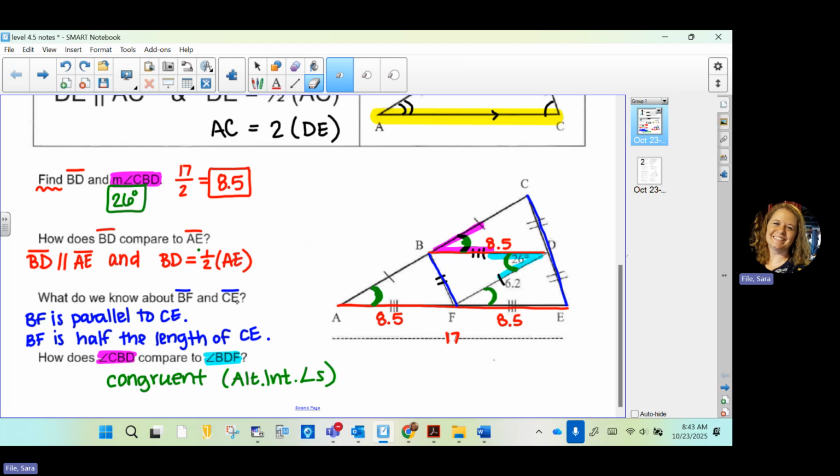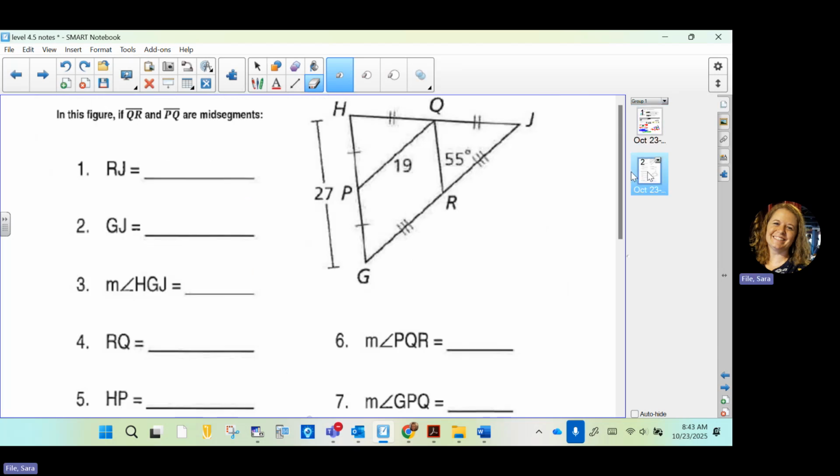Questions so far? All right, let's flip it over. So on the back here, we are given an image. I'm going to add my tick marks and then answer everything that they're asking for. So first off, I'm missing a mid-segment. What do I need to connect to draw my other mid-segment here? PR. So I'm going to add that mid-segment, PR.